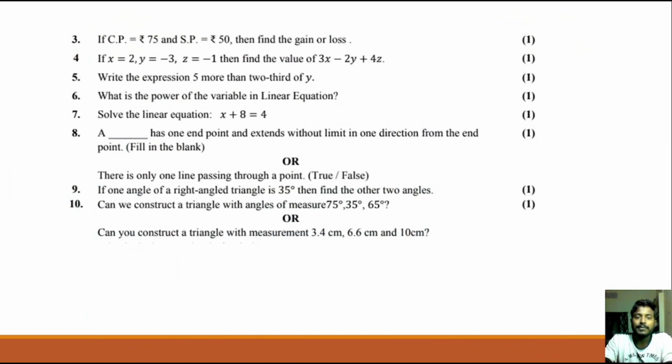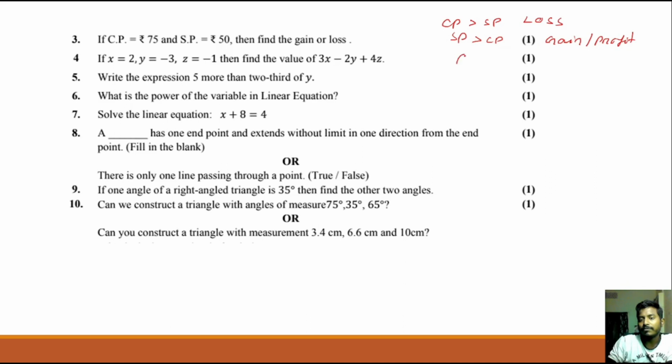If CP equal to 75 rupees, SP equal to 50 rupees, then find the gain or loss percent. In this type of question, you should remember what is CP. CP means cost price. When CP is greater than the SP, in that case loss occurs, and when the SP is greater than CP, in that case gain will occur. Gain, we can say that profit.